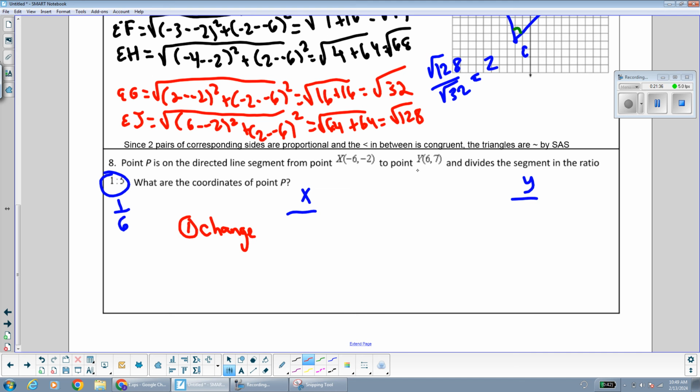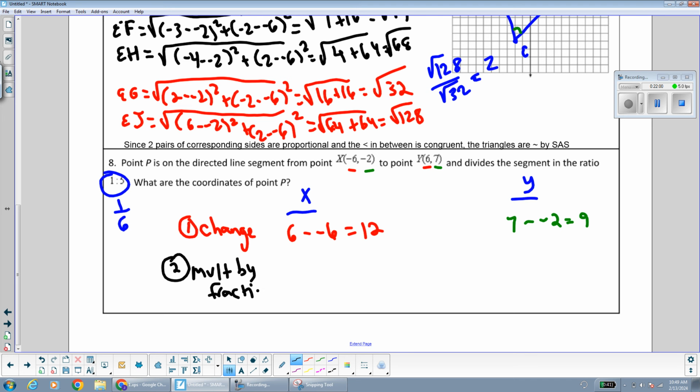So for the change in x, I'm going to do ending minus starting. So that's 6 minus -6, which is 12. And for the y coordinates, I'm going to do the same thing. I'm going to do ending minus starting, y2 minus y1. And that's 9. Now what we're going to do is take our result from the first step and multiply by the fraction that we created from the ratio. So that would be 1 over 6 here.